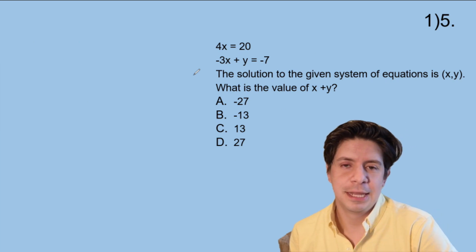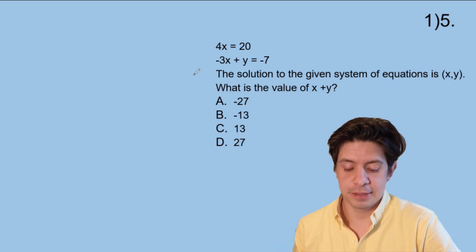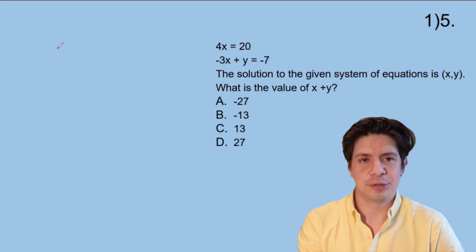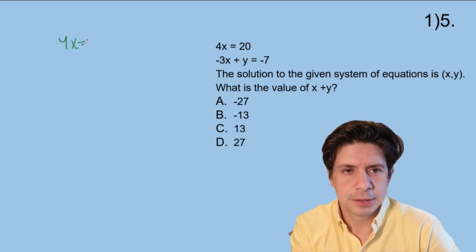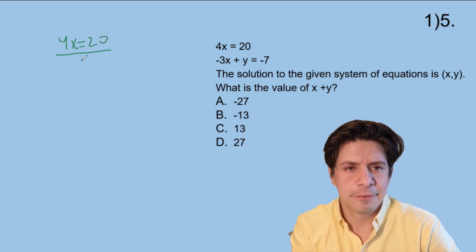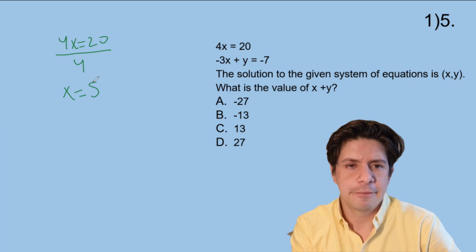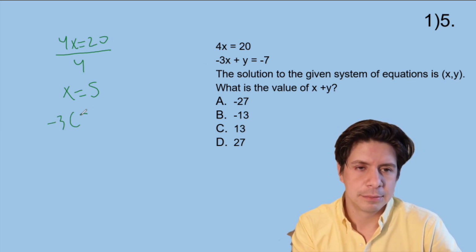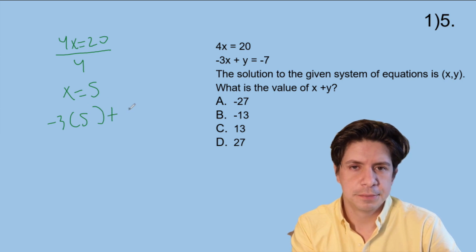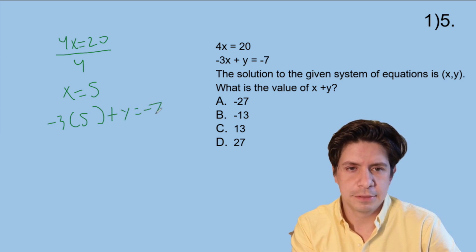4x equals 20, negative 3x plus y equals negative 7, okay? So normally I like to do the elimination method, but here it's already eliminated. We can do 4x equals 20. We're going to divide everything by 4. We're going to get x equals 5. And then we can plug that into the second part. We'll do negative 3 times 5 plus y equals negative 7. Negative 15 plus y equals negative 7.